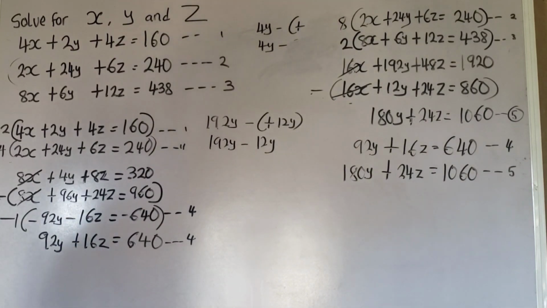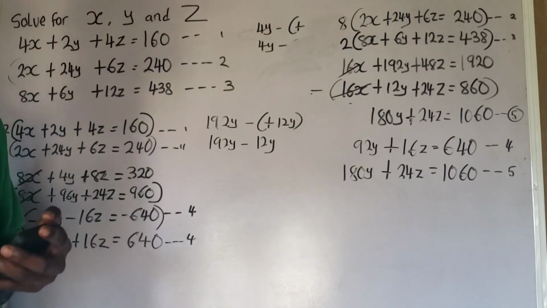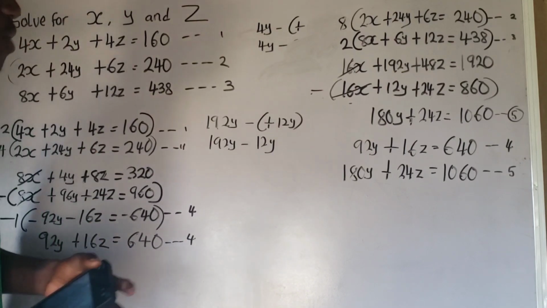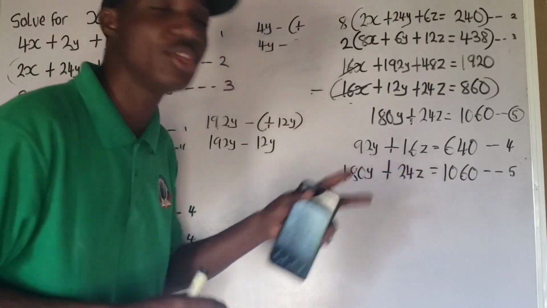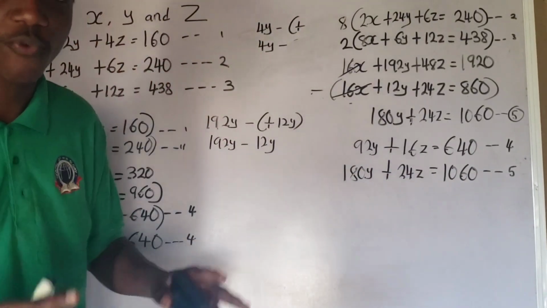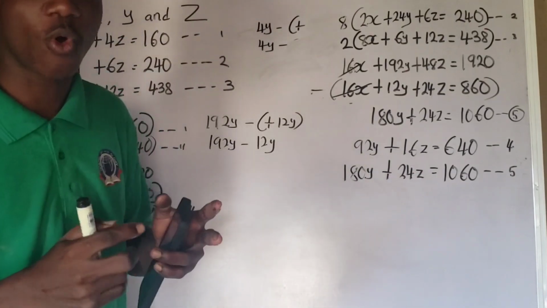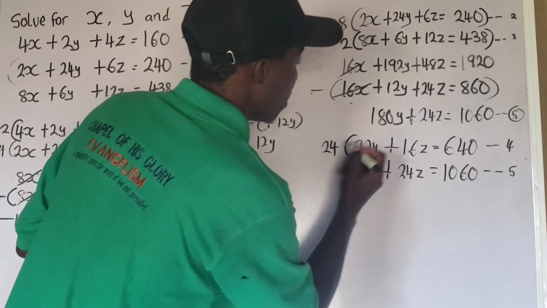Okay. Now, if we want to eliminate z, we have to make the coefficient of z in both equations equal. You understand? Now, we are going to go the same way. We are going to multiply the coefficient of z in equation 5 by the whole equation 4. You understand? The coefficient of z in equation 5 is what? 24. So I'm going to multiply this by 24. I'm going to multiply this by 24.